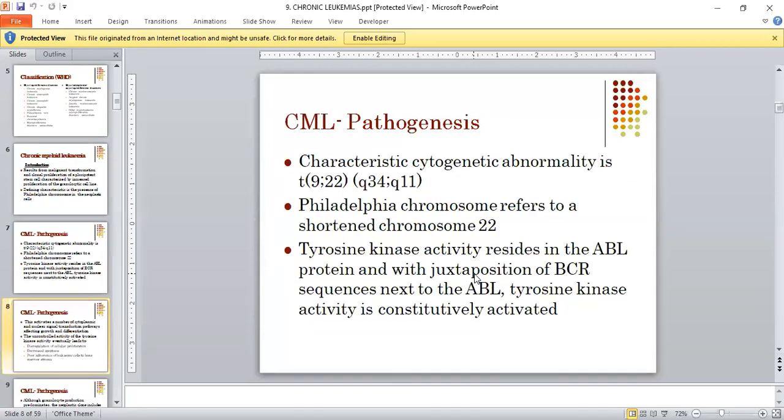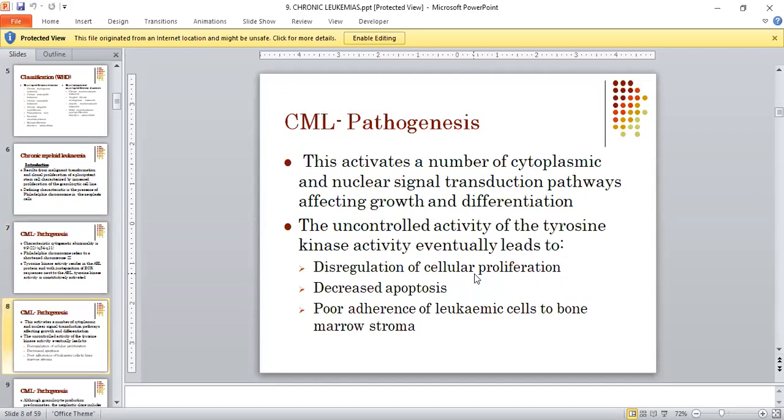So BCR is the breakpoint cluster region. This is just the pathogenesis of how this type of leukemia comes along. It can be described in short as a chromosomal translocation that leads to the formation of the Philadelphia chromosome. Having this Philadelphia chromosome produces high levels of unregulated growth of the myeloid cells in the bone marrow, leading to their accumulation in the blood.